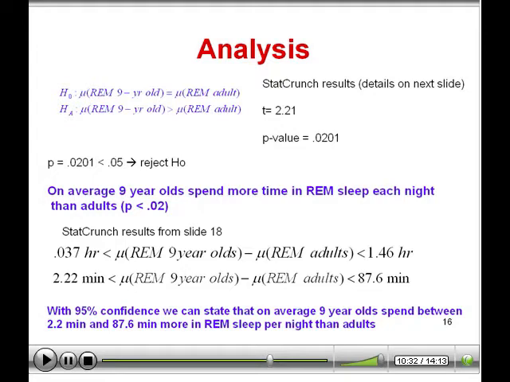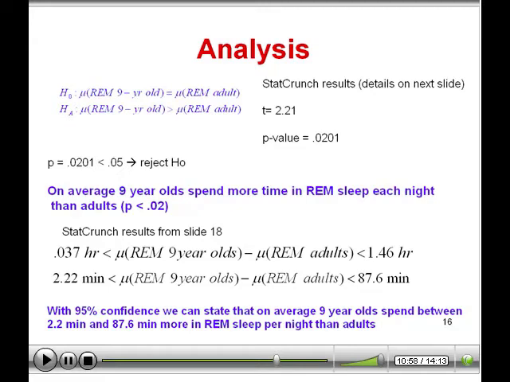StatCrunch reports the test statistic as a t-value equal to 2.21 with a p-value of 0.0201. Since this p is less than 0.05, we reject the null hypothesis and conclude that 9-year-olds have, on average, more hours of REM sleep than adults.